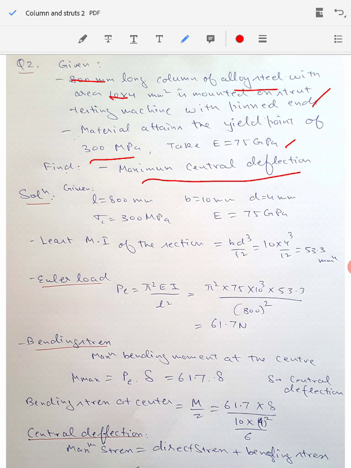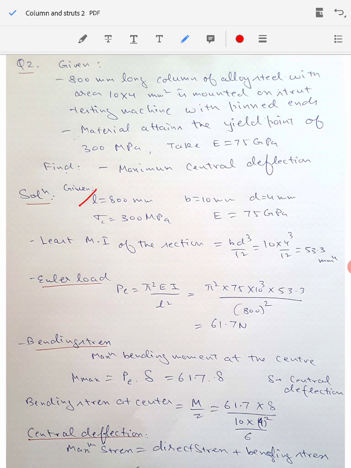So in this case, when we have mounted this column on the strut machine and we start loading it, we start increasing the load. At certain point it will start buckling. So that is our critical load, or the buckling load, or the crippling load. So at this point, when it cripples, what is going to be the central deflection? That is what we need to calculate here in this numerical.